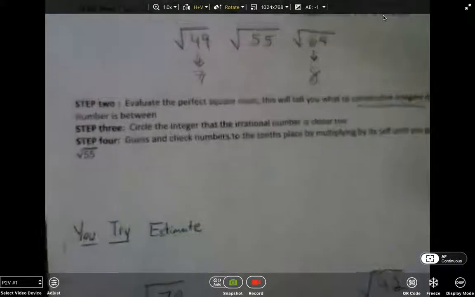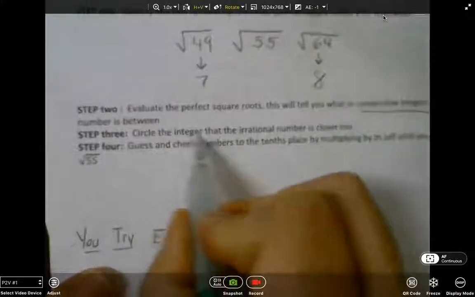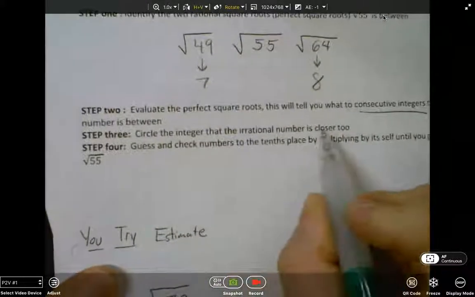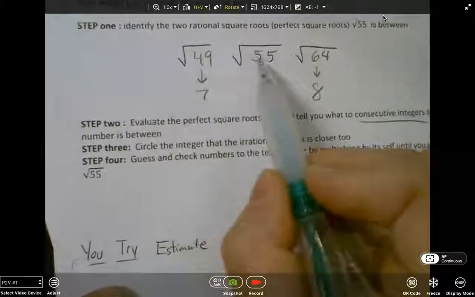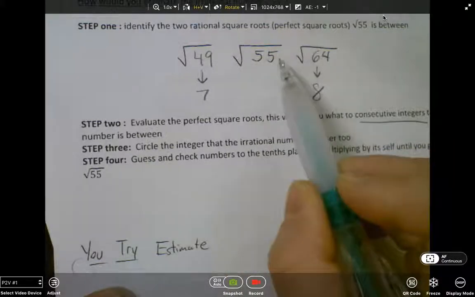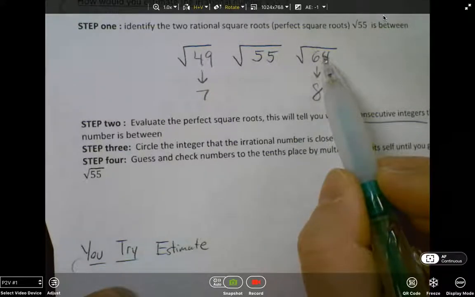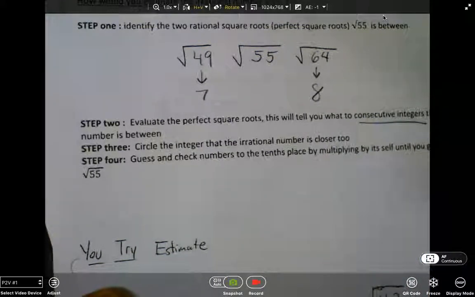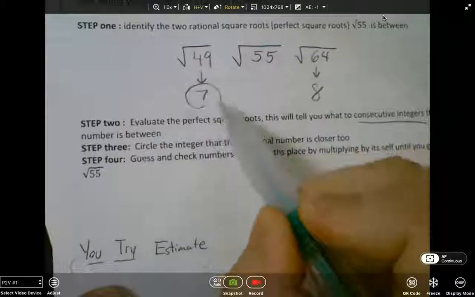All right. So now, just to give me a guideline, step 3 is circle the integer that the irrational number is closer to. So if I look here, square root of 49 to square root of 55, that's about 6 square roots away. And then 55 to 64, that's about 9 square roots away. So I definitely want to choose the 7. That's a little bit closer.